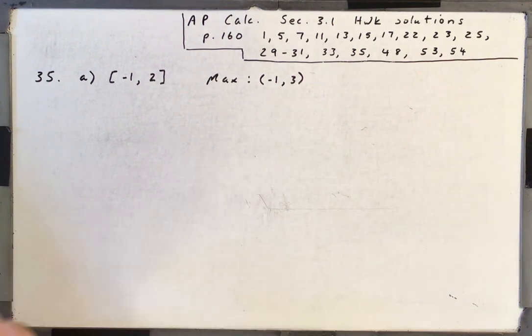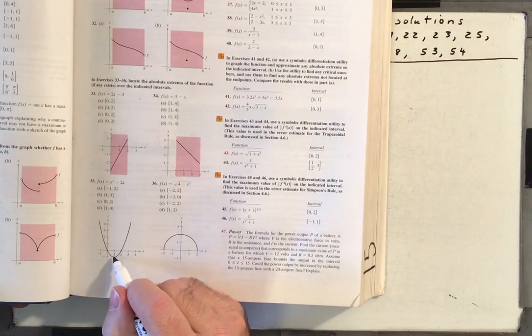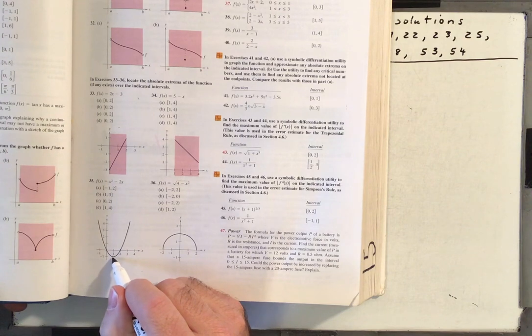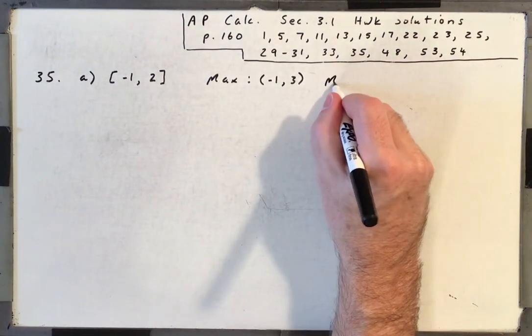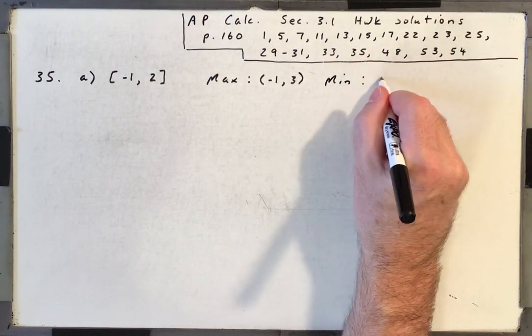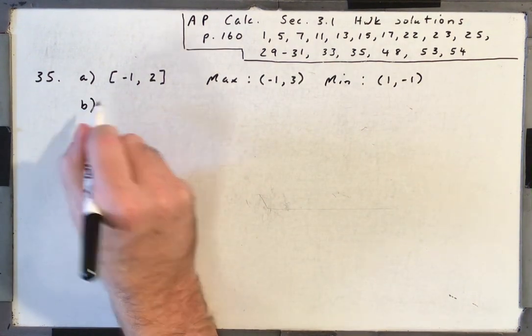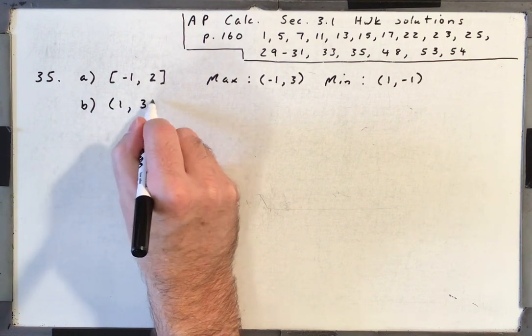All right, the minimum happens not at the endpoint 2, but at 1. So it's at (1, -1). This part, it's continuous, and the lowest point on this function is at (1, -1). Okay, we have 1, 3.